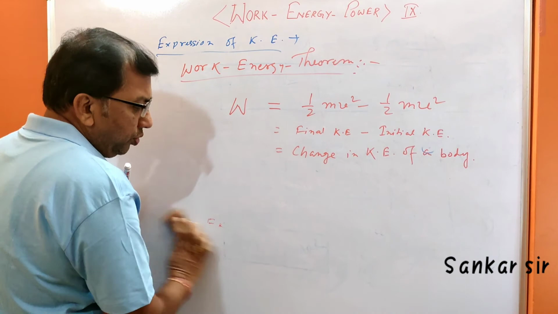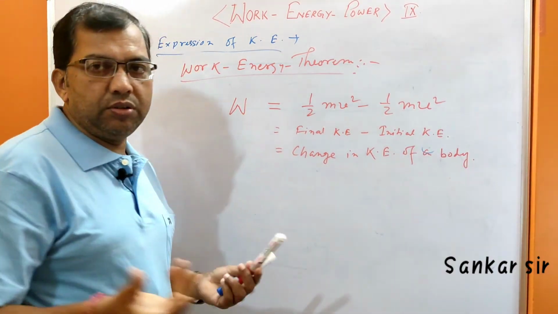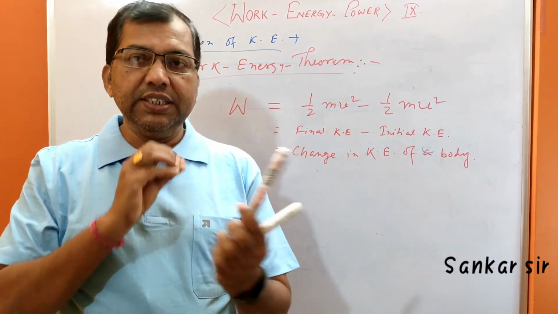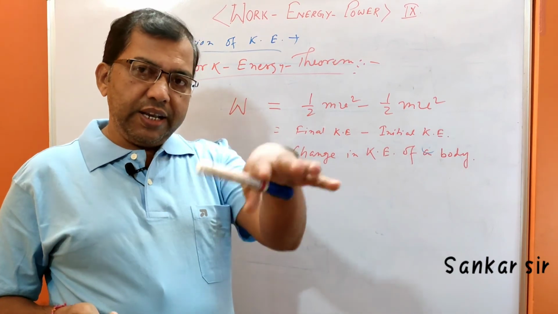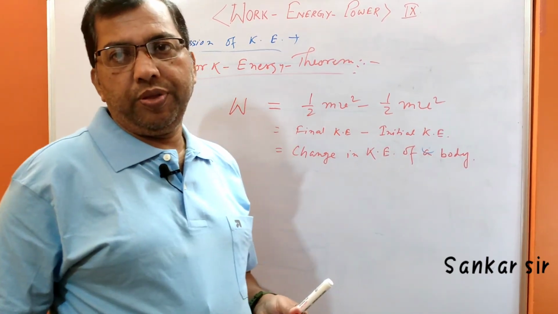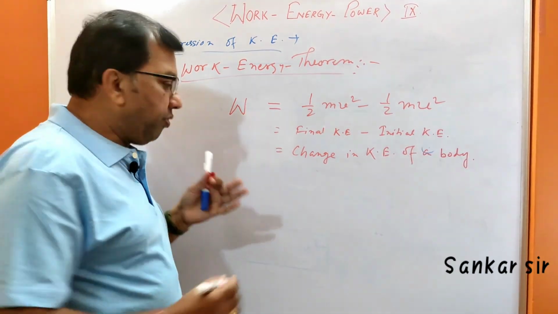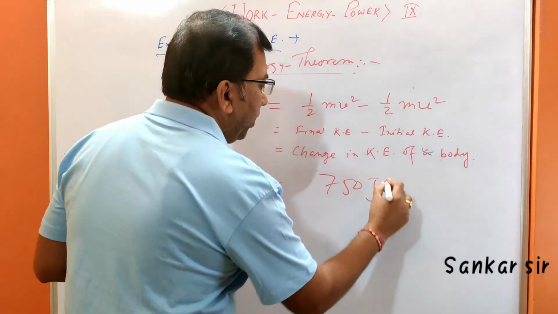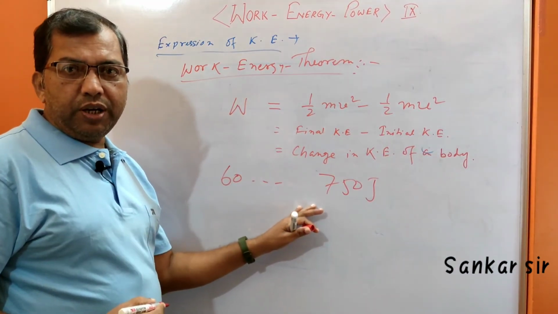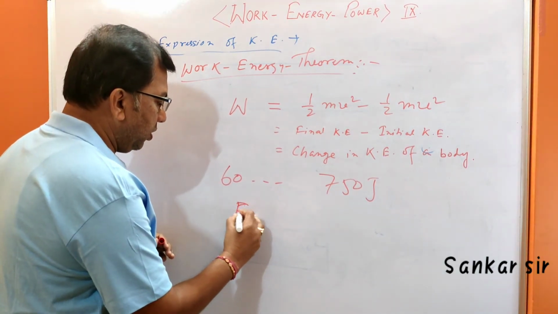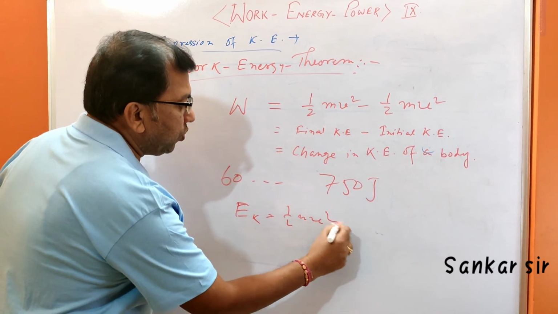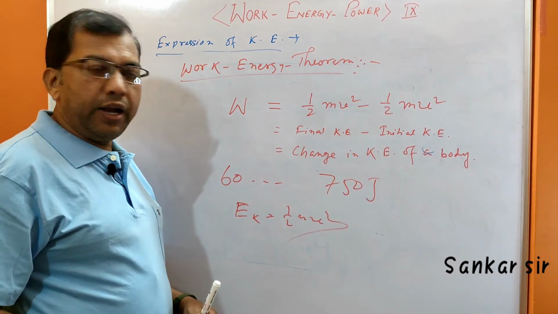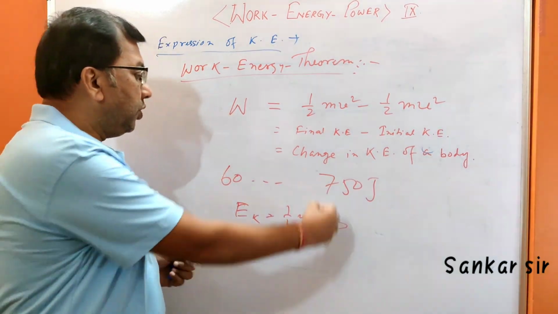Note it down. Suppose a sum, only one sum. How fast would a man of 60 kg run so that his kinetic energy is 750 joule? So how fast, that is the velocity. Okay, so you have to find out EK equal to half m v square. You have to find out the velocity. Velocity is root over this into this, and most probably the answer will be 5 meters per second. Okay, so do it at home.